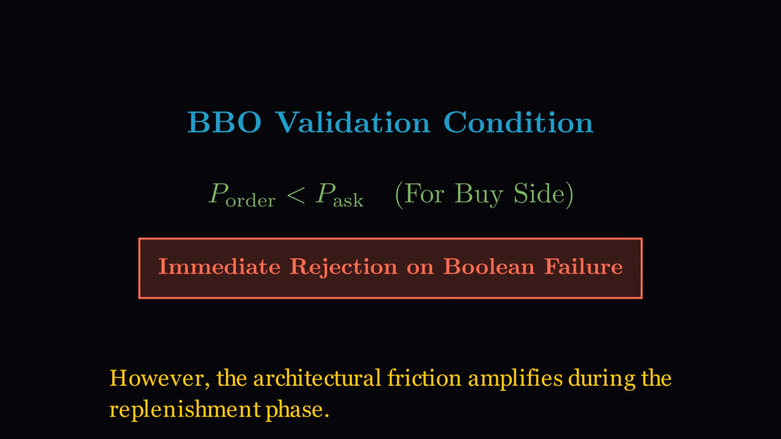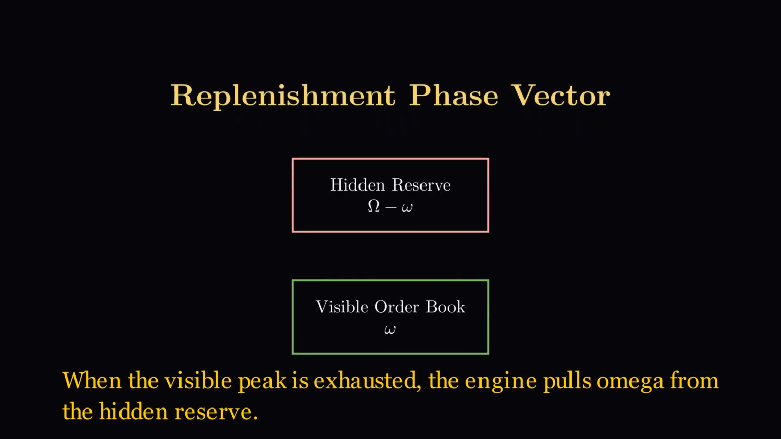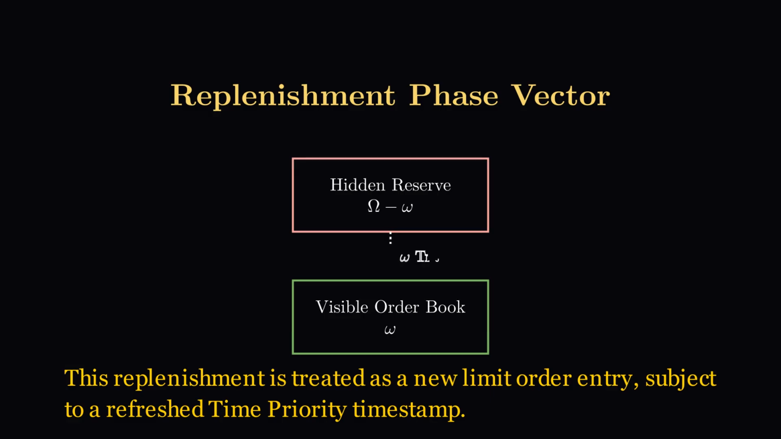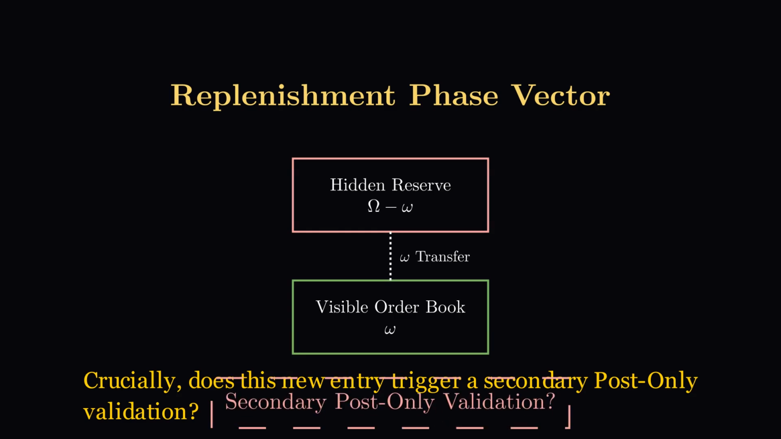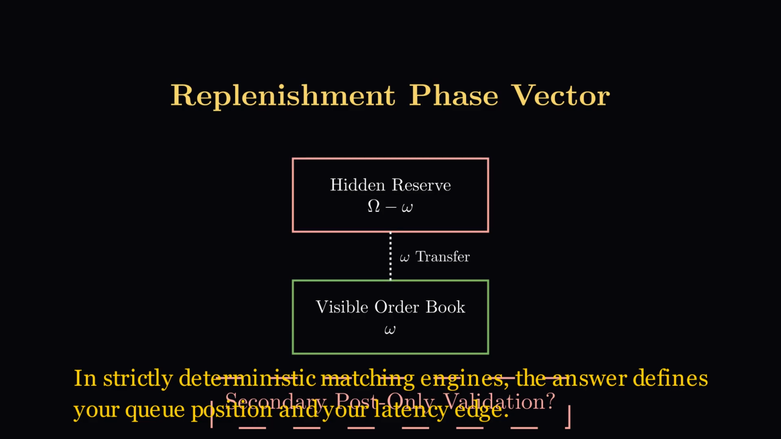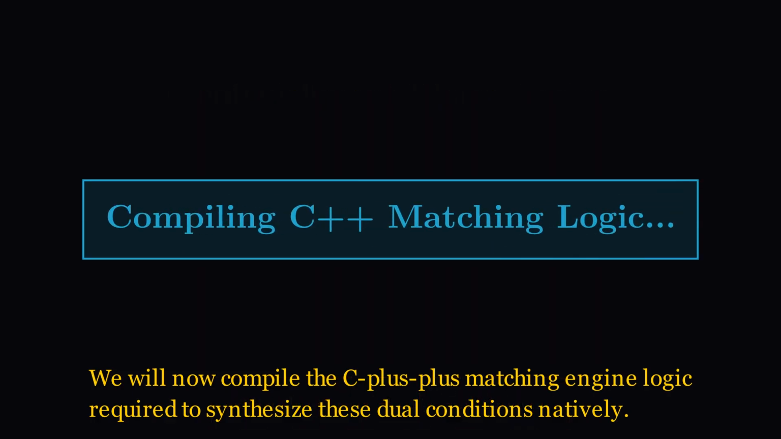However, the architectural friction amplifies during the replenishment phase. When the visible peak is exhausted, the engine pulls omega from the hidden reserve. This replenishment is treated as a new limit order entry, subject to a refreshed time priority timestamp. Crucially, does this new entry trigger a secondary post-only validation? In strictly deterministic matching engines, the answer defines your queue position and your latency edge. We will now compile the C++ matching engine logic required to synthesize these dual conditions natively.